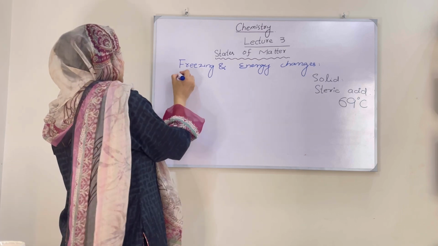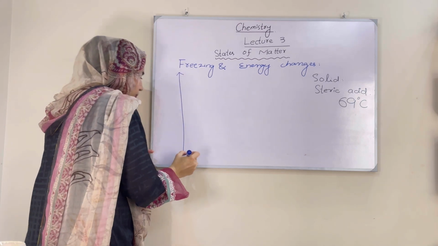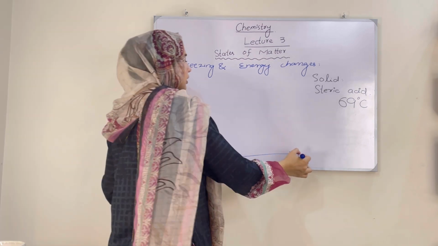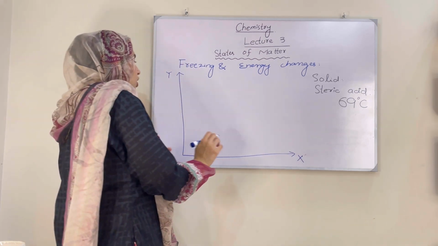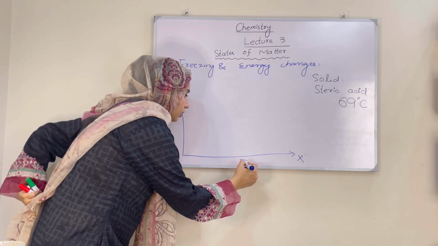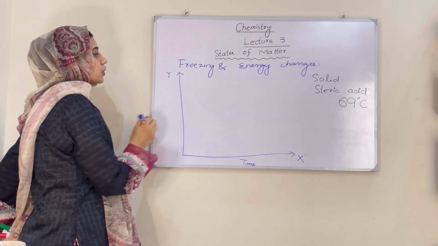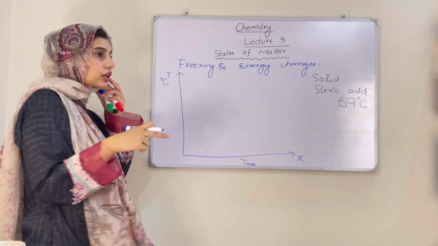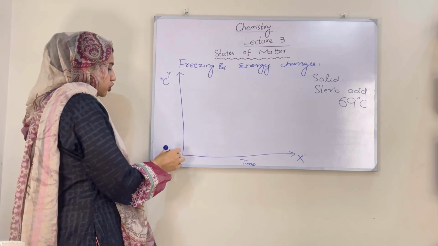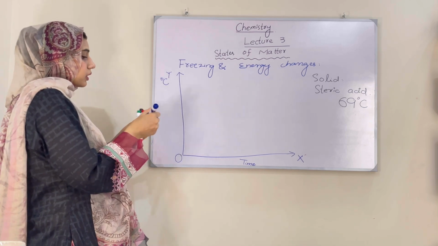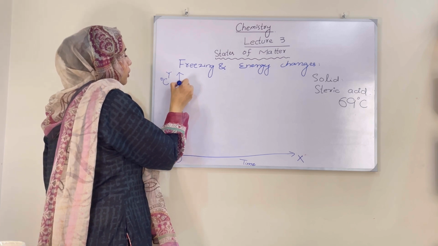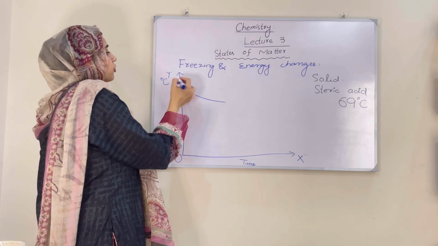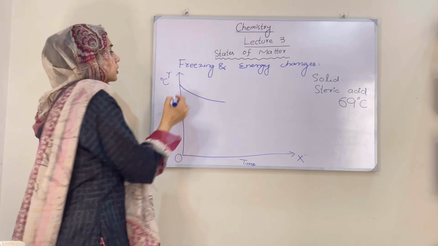Again, we are going to draw the graph, y-axis, x-axis. This is y-axis, this is x-axis. On x-axis we are taking time, and on y-axis we are taking temperature. I'm just writing its unit, and this is the origin point. Now the graph is starting from here. The starting point of the graph, we are representing it as W.